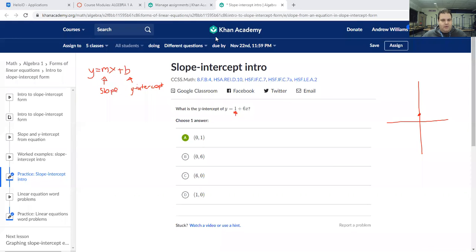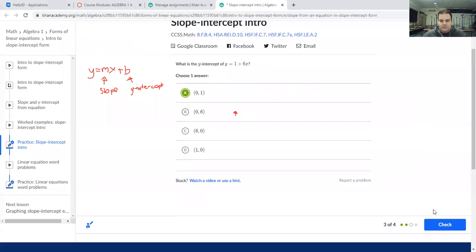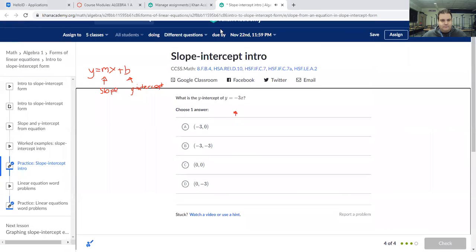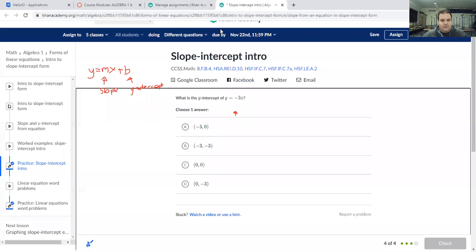All right, let me go ahead and I need to get rid of that line there. All right. Check. All right. Let's go ahead and go to the next problem. And it looks like I got another.